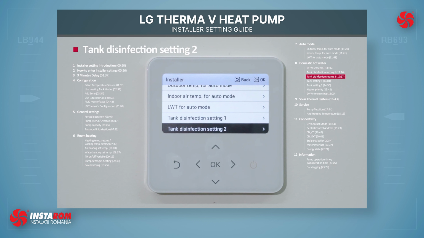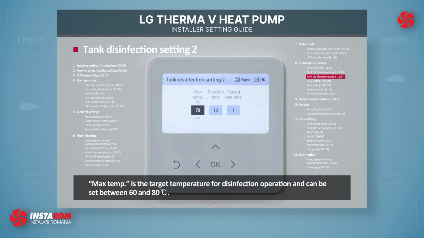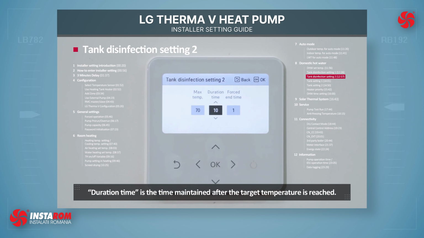Tank disinfection setting number 2. In the tank disinfection setting number 2, you can set 3 things: the maximum temperature for the disinfection, duration time, and forced end time. Maximum temperature is the target temperature for the disinfection operation and can be set between 60 and 80 degrees Celsius. Duration time is the time maintained after the target temperature is reached. You can choose between 5 and 60 minutes.